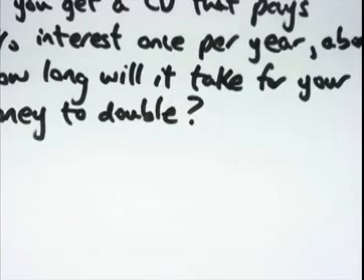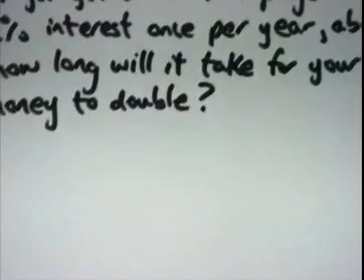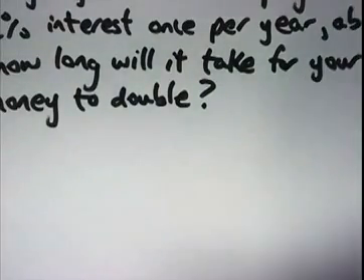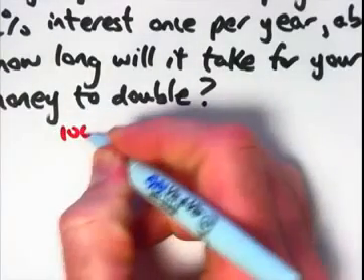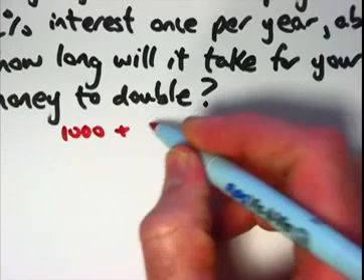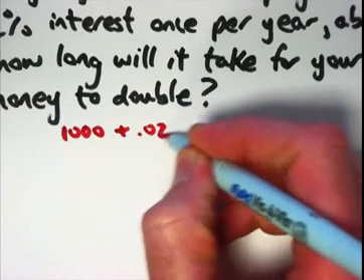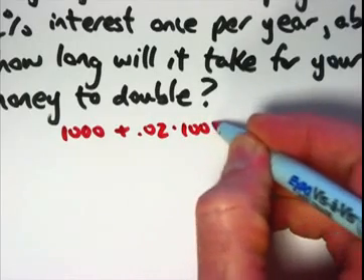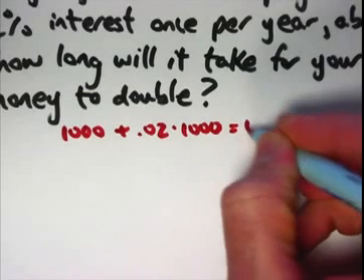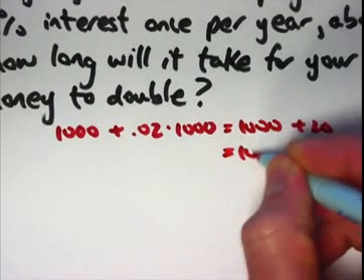Probably better to show you a little bit on paper. To figure out your final balance after 1 year, you can think of it like this. You start with $1,000 and you add the interest, which is 20, which I'm going to write as 0.02 times 1,000, to get 1,000 plus 20, which is $1,020.